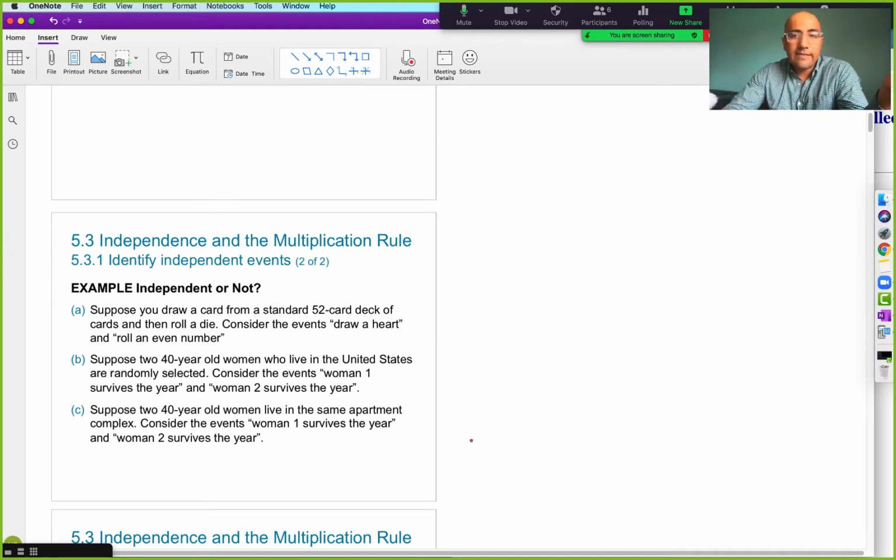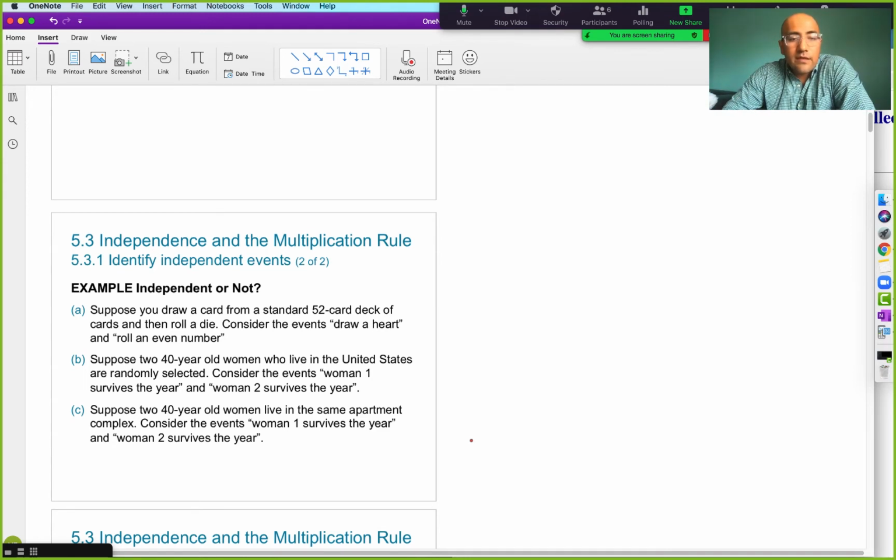And I'm just betting that when I roll a single die, it's going to be an even number. Okay? Can you see that these two events have nothing to do with each other? They're completely different, right? They're completely different situations.